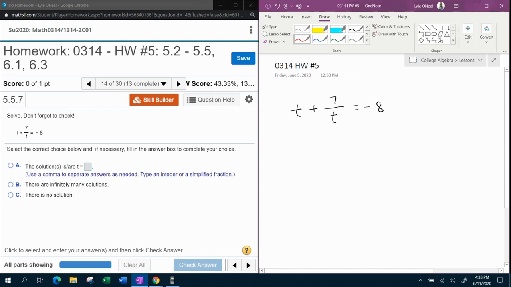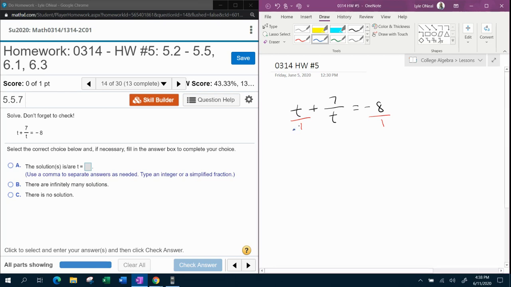And so what I'm going to do is illustrate that there's actually three fractions here. The t can be made into a fraction by putting it over 1. And the -8 can be made into a fraction by putting it over 1. So what we need to do is multiply all the denominators by whatever they need so that they all are the same.